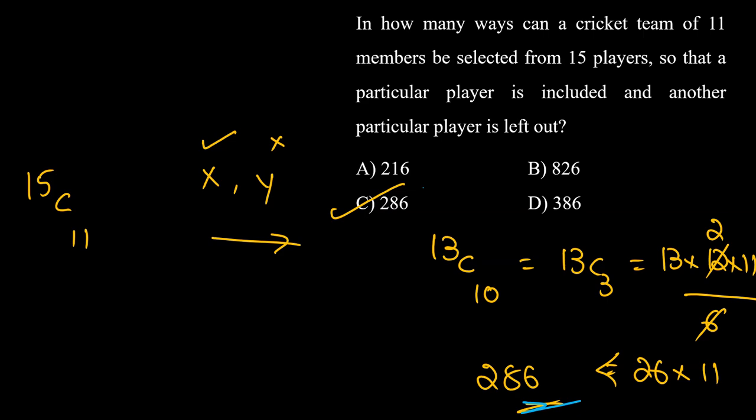15 players, 11 to be selected, but there is a condition: 1 to be included, 1 to be left out.